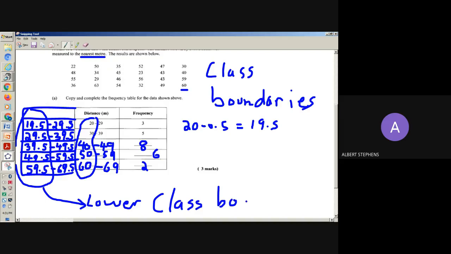What do you think the numbers on the right are called? Upper class boundaries. Right.